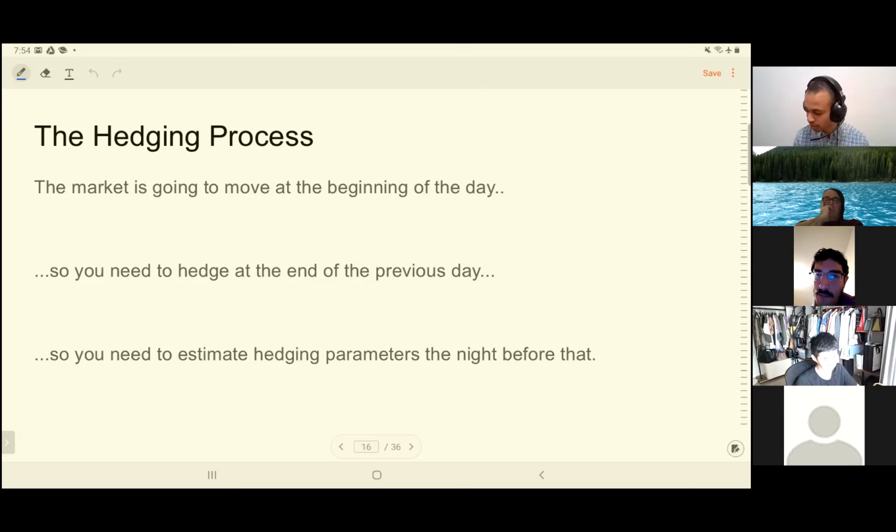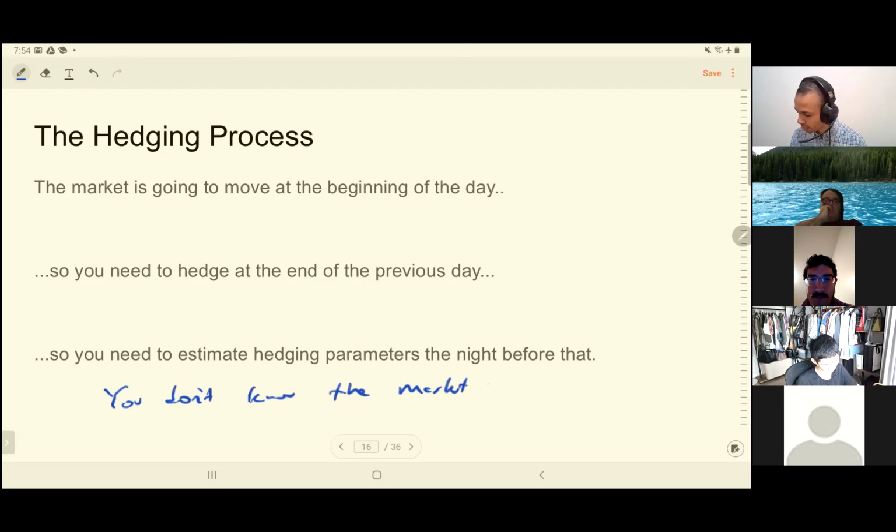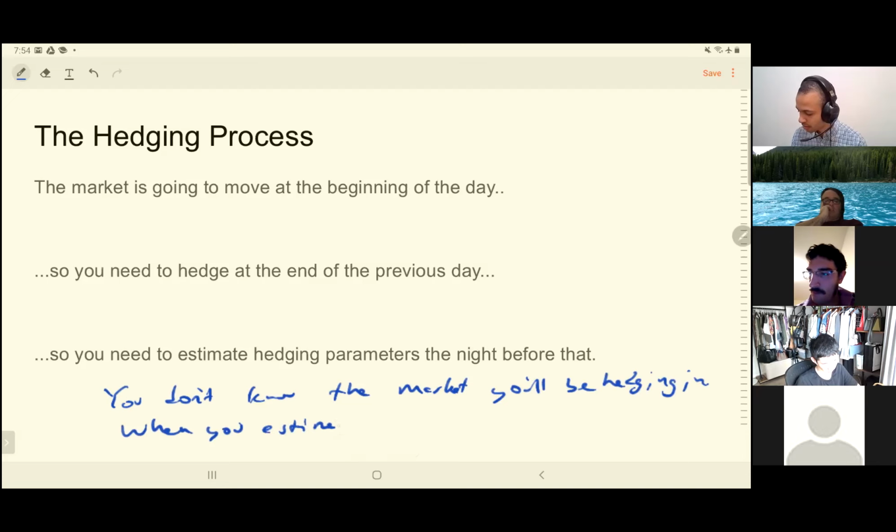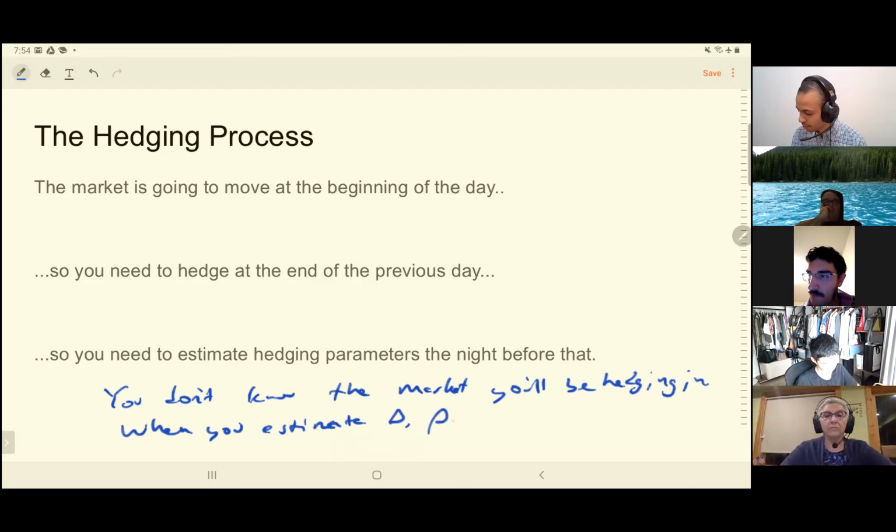And so let me write this really explicitly. You don't know the market you'll be hedging in when you estimate delta and rho. Okay, well, that's not very legible.